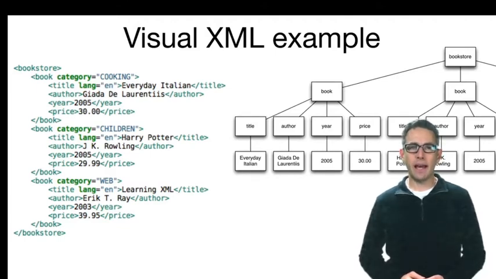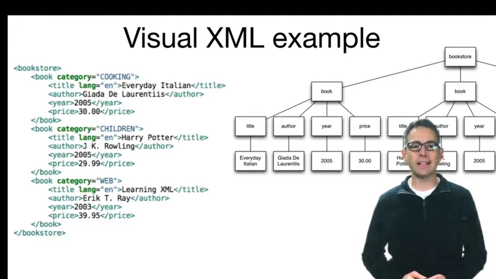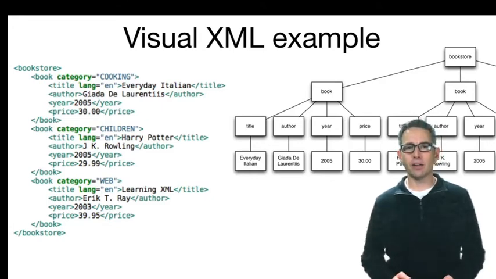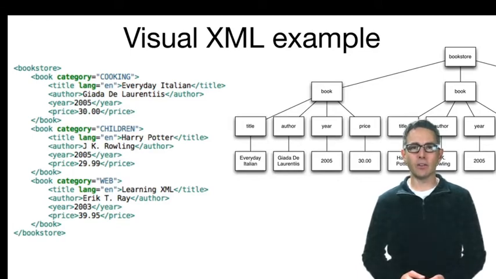The first book tag has 4 tags that are children of it or embedded within it: a title tag, an author tag, a year tag, and a price tag. And then ultimately those tags each have data that's associated with them. That's text that comes in between the opening tag and the closing tag. So for example, the year of publication of that first book is 2005. And as you look at the tree representation of it, you can see how a tag that has an opening and closing element is the parent of all of the tags that exist within it.